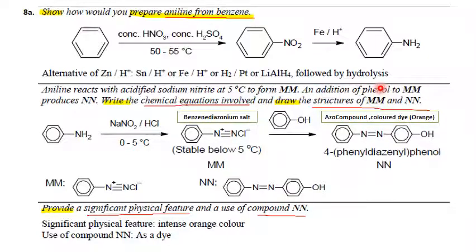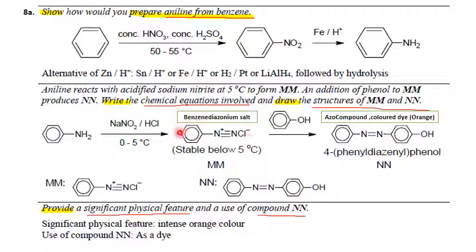Okay, next, aniline reacts with acidified sodium nitrite at 5 degrees Celsius to form MM. An addition of phenol to MM produces NN. So write the chemical equation involved and draw the structure of MM and NN. While you write the equation, actually you will get the structure of MM and NN already, but you have to rewrite again. The first one, aniline reacts with the acidified sodium nitrite at 0 to 5 degrees Celsius.